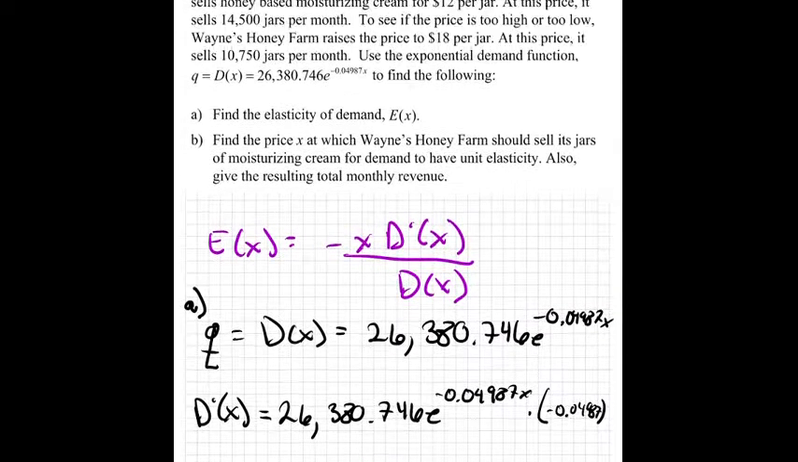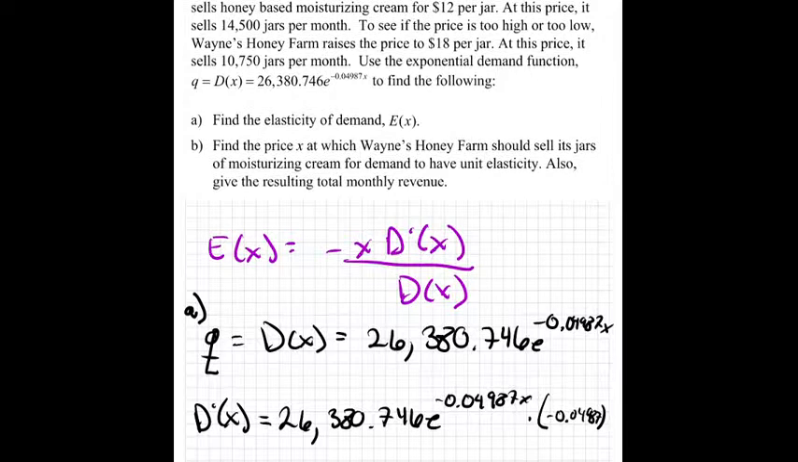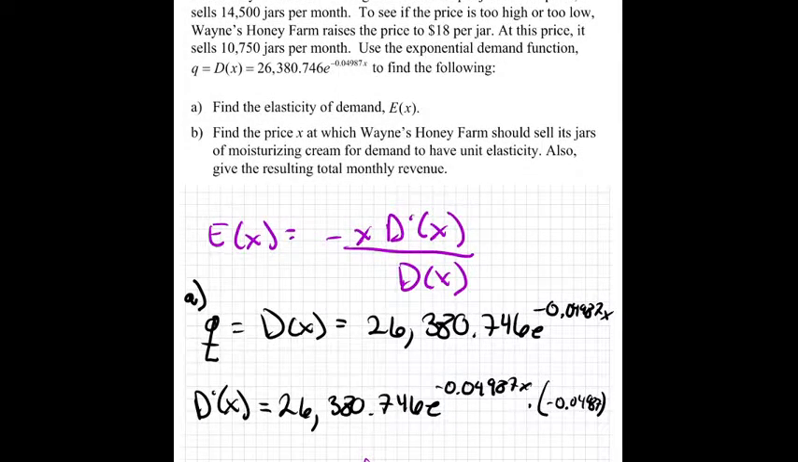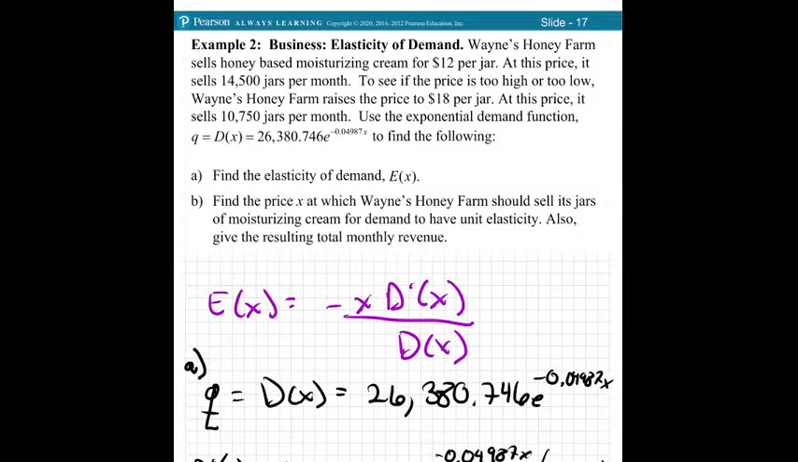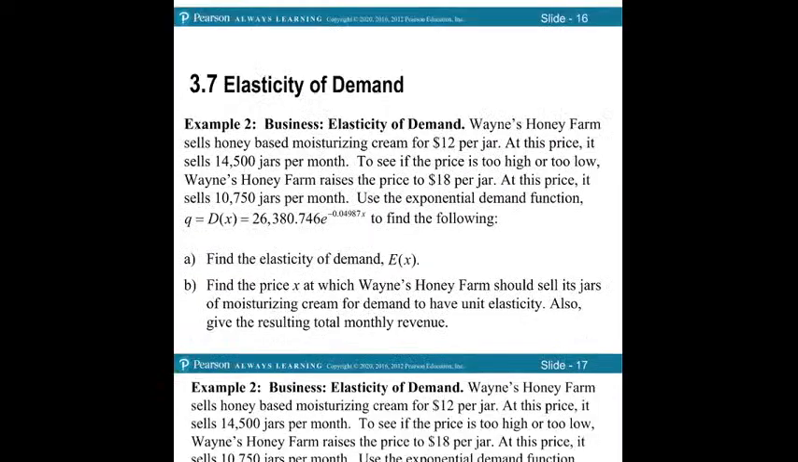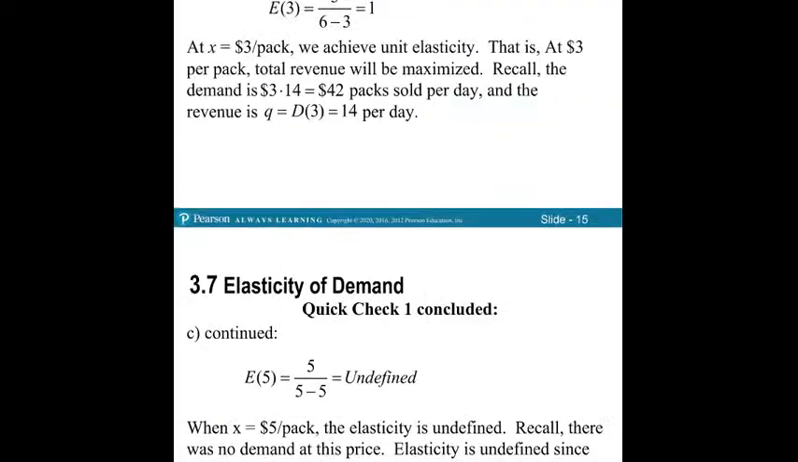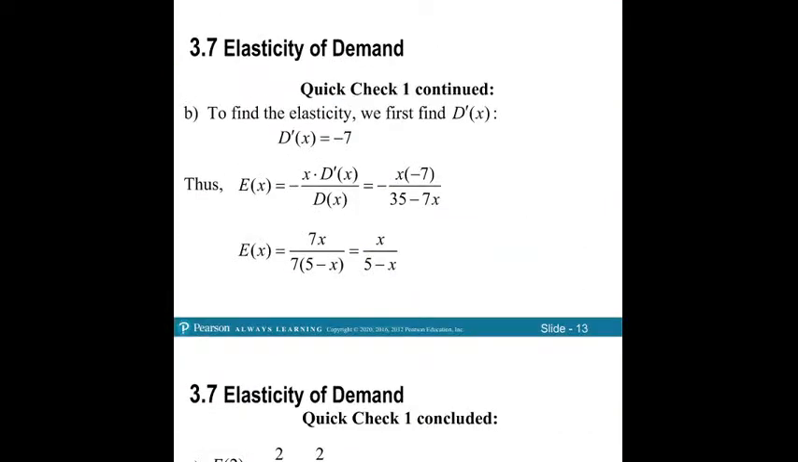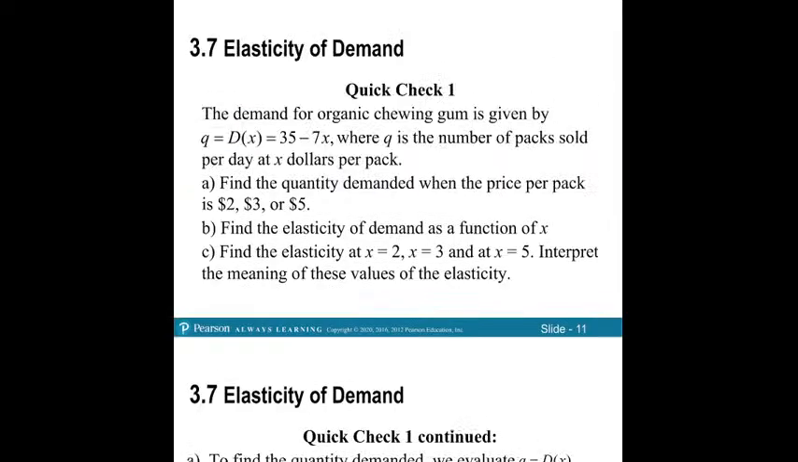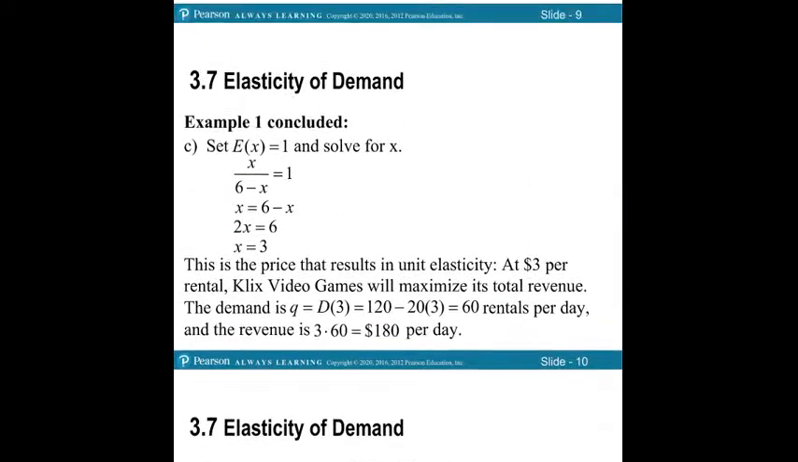So what's going to be our total, the demand? Okay. So then it says at this price, it sells. How did we do it last time? Let me see something. I'm just going to check something real quick. So this price is resulting $3 will maximize. The demand is going to be 60 rentals per day. So the revenue is 3 times 60. So then we can find the demand.